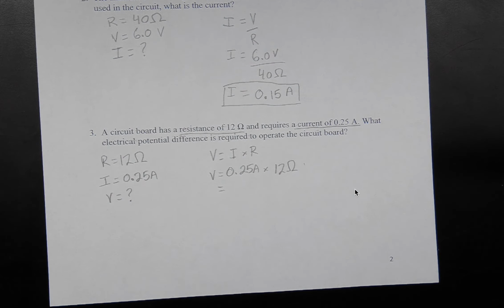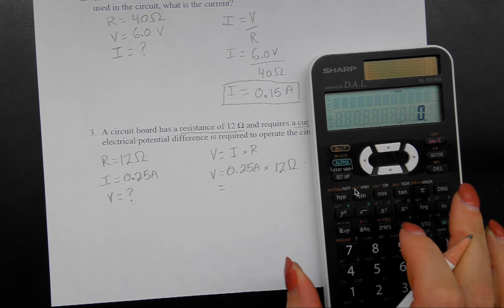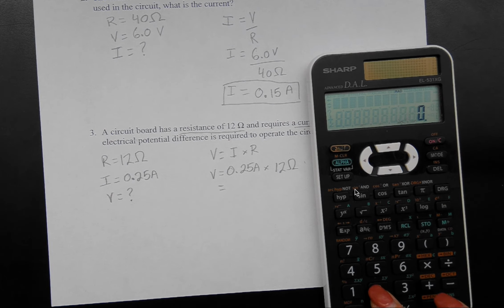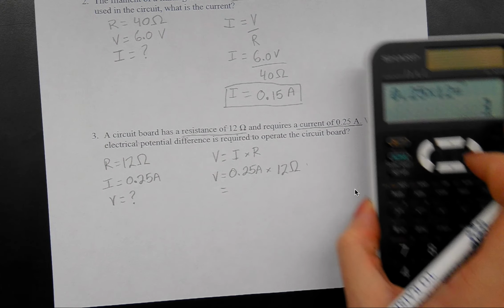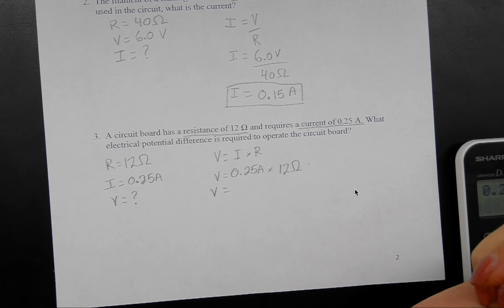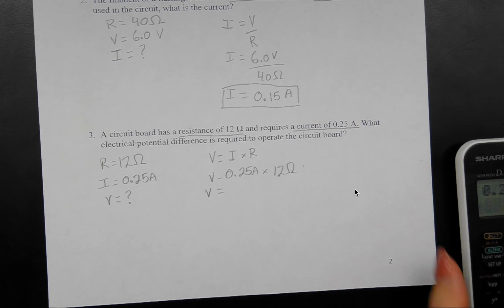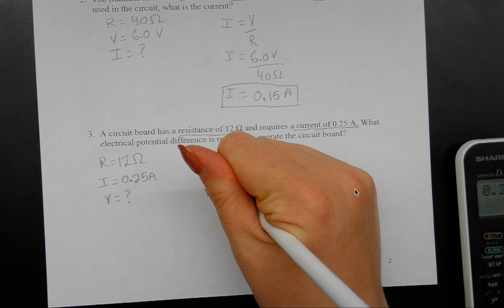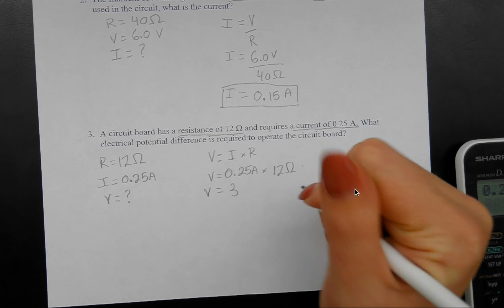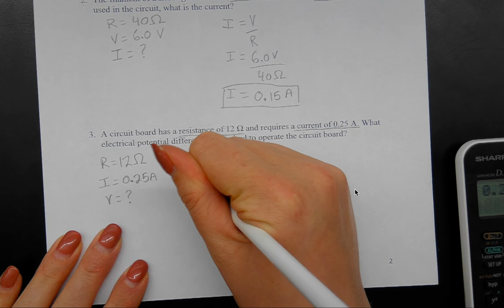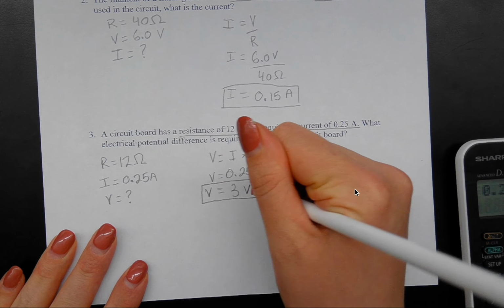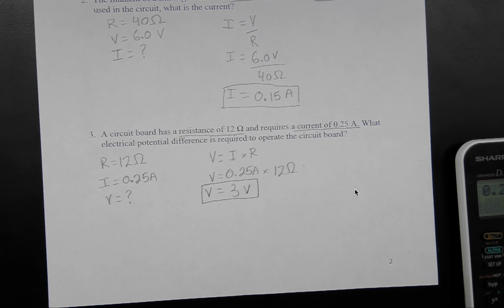Okay, next step. So I substituted. Next step is solve. Last step. 0.25 times 12 equals 3. Okay, so in this case, the electrical potential that I need to operate this is 3 volts. I would need two 1.5 volt batteries to work this circuit.